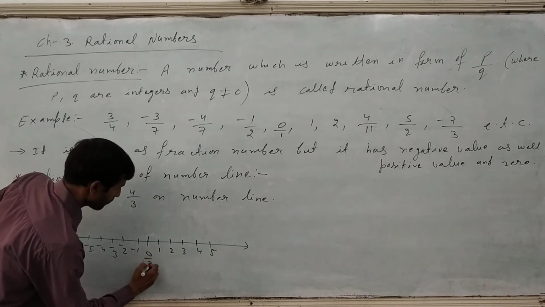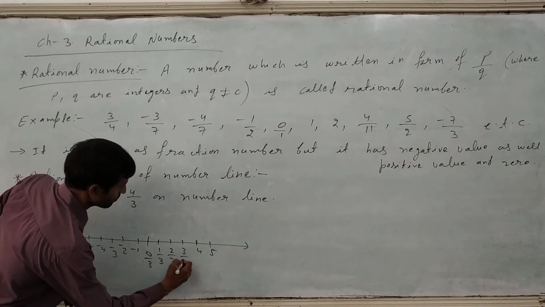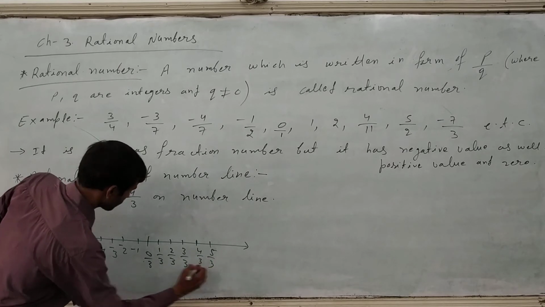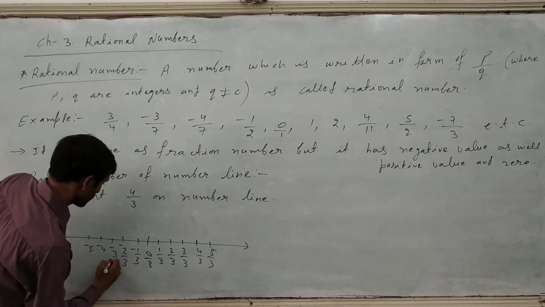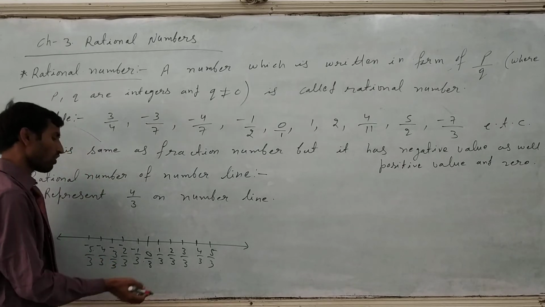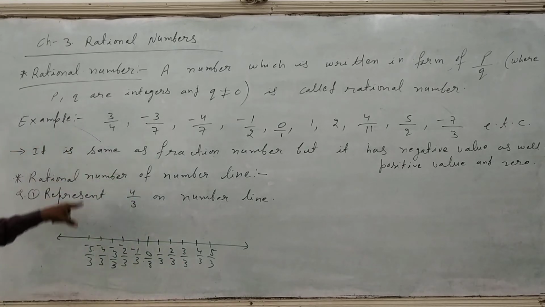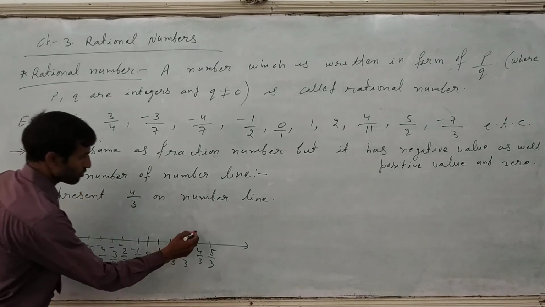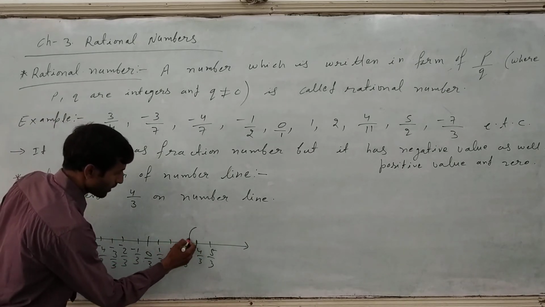So write down here upon 3, upon 3, upon 3, here upon 3, here upon 3, again here also upon 3 will come, and then upon 3, upon 3. Now we have to find where 4 upon 3 is. Just see, here 4 upon 3 is this. So just make a circle.